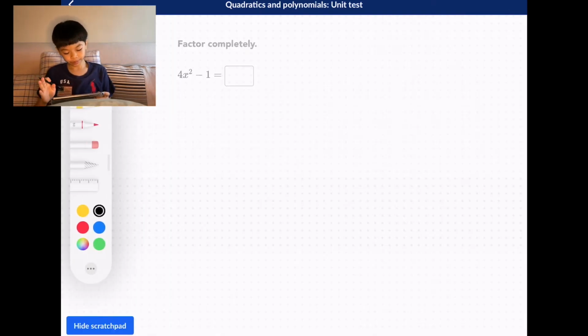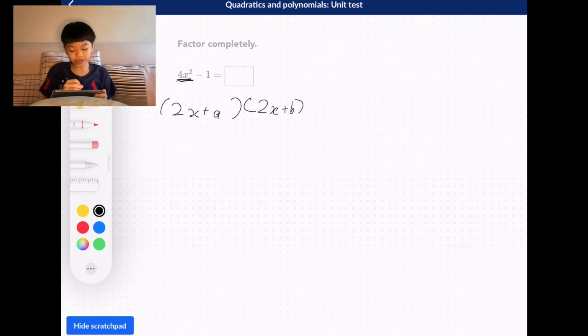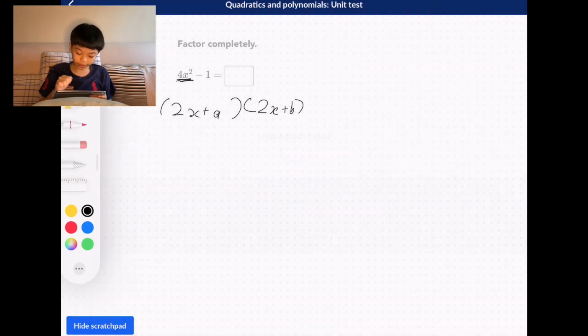So we can do this. When they ask us to factor completely, all we have to do is put two brackets over here. So what makes this over here? That would be 2x and 2x plus b over here plus a over here, like so. Now this is a little different because there is no something x in between, so we're going to have to try another way. I'll get to that in a moment.